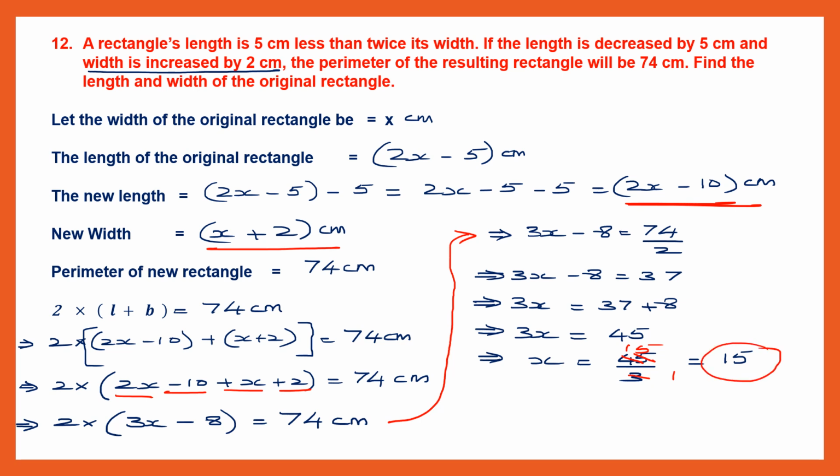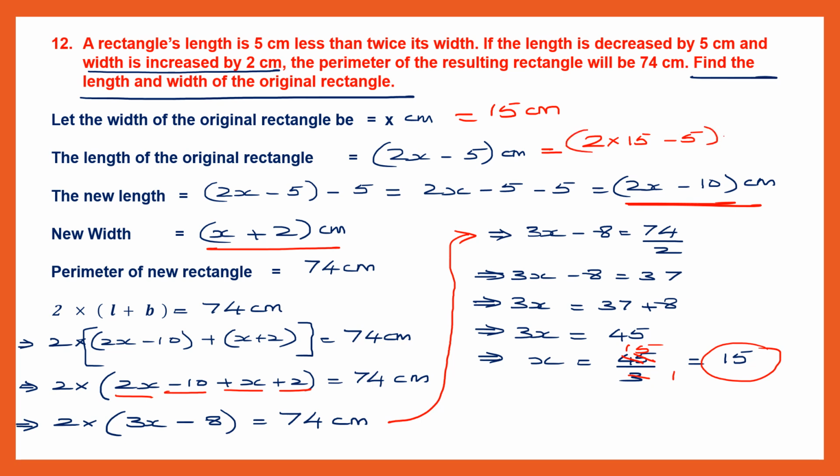What are we asked to find in the question? Find the length and width of the original rectangle. So here we have the width of the original rectangle is x centimeters, which is 15. We found it out to be 15. So let's write it here. So this is 15 centimeters, the width. Now the length is 2x minus 5. That is 2 into 15 minus 5. 2 into 15 is 30. So 30 minus 5 is 25.